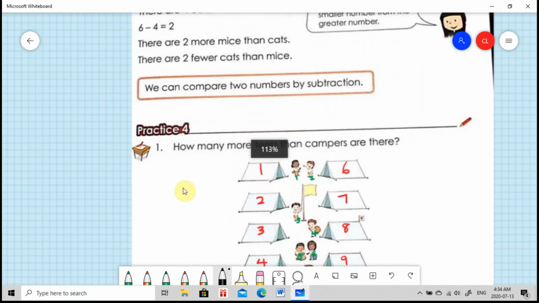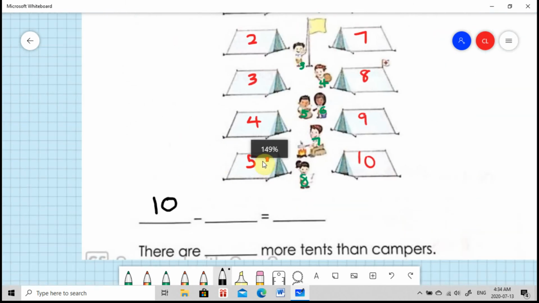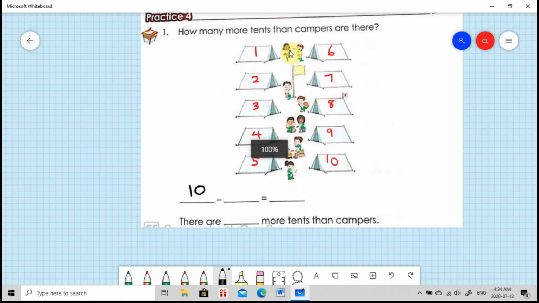So which one is the smaller number? The smaller number is, of course, the number of campers. We have 1, 2, 3, 4, 5, 6, 7, 8. 8 is smaller than 10. We compare by subtraction. So 10 minus 8, we have 2. So we can say there are 2 more tens than campers.